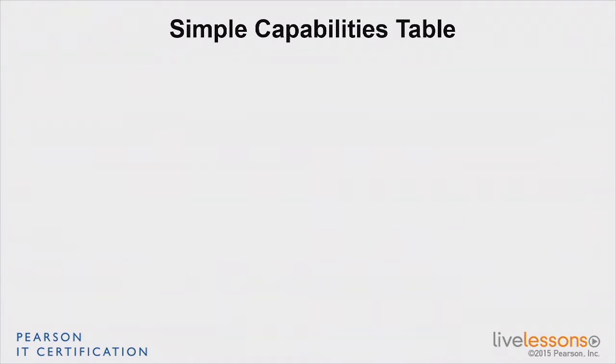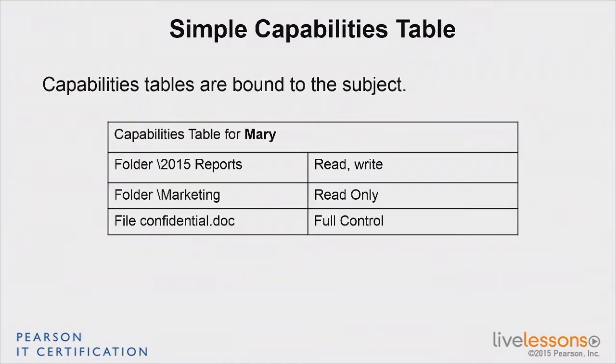A capabilities table, and again, we're going to look at a very simple example here. Capabilities tables are bound to the subject. So here, instead of focusing on the file or the object, we're focusing on the subject, or in this case, the user Mary. So we're saying Mary has read-write to the 2015 reports folder, has read-only to the marketing folder, and has full control to the file confidential.doc. So capabilities tables are bound to the subject, where we saw access control lists were bound to the object.